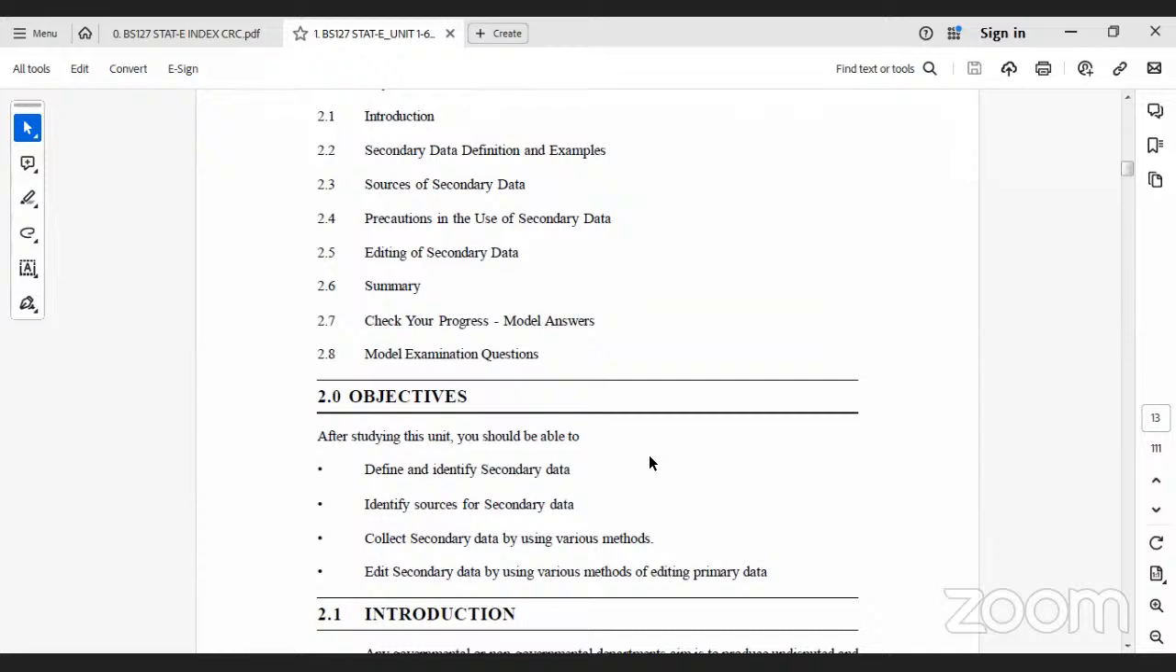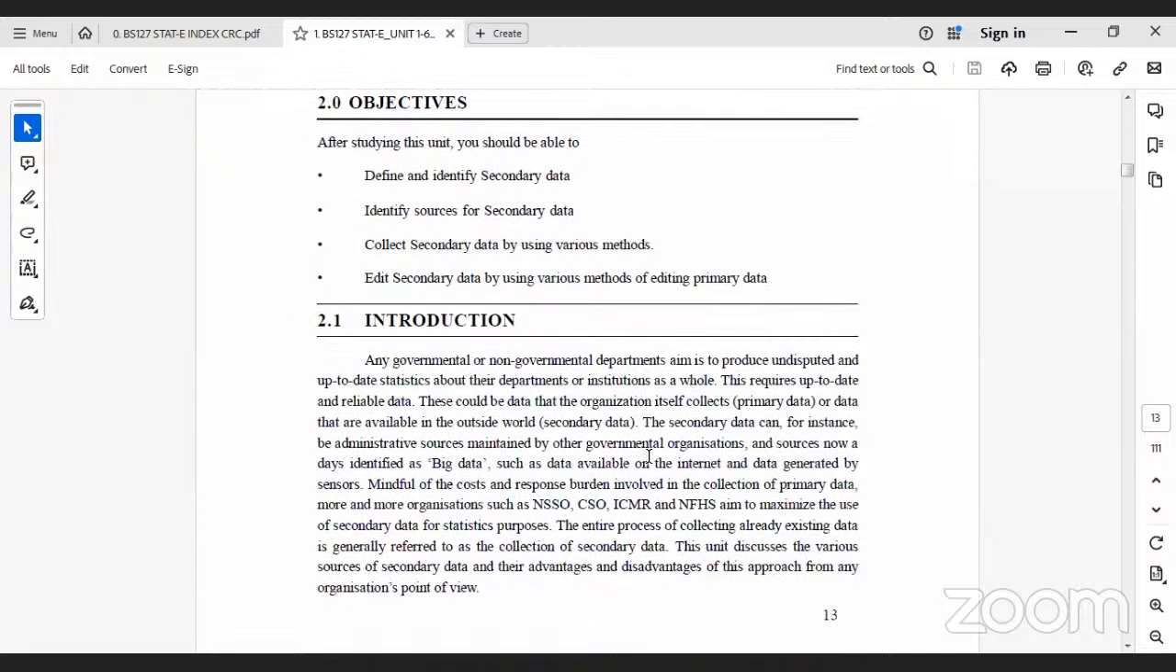Introduction. Any governmental and non-governmental department aims to produce undisputed and up-to-date statistics about their departments or institutions as a whole. This requires up-to-date data that are available in this world. There could be data the organization itself collects, the primary data. Or the data should be available from outside, that is, organizational data collected as primary data, or data available in the outside world.